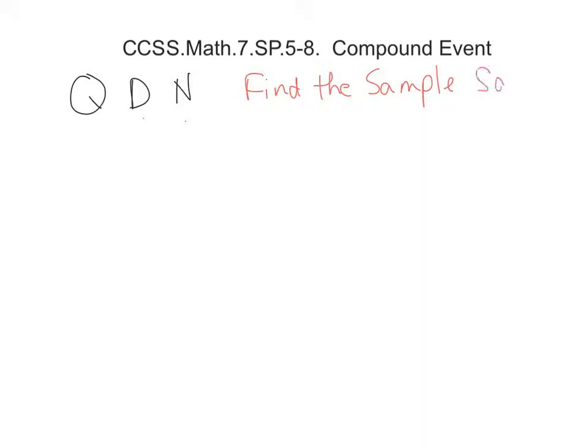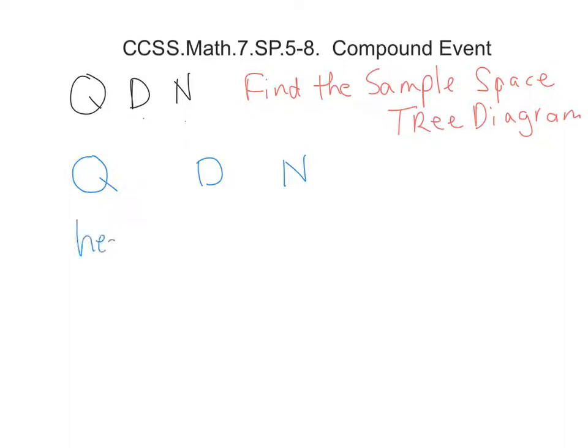and that is the outcomes, and they want you to do it with a tree diagram. Okay, and so let's work on that. So we can have a quarter, a dime, or a nickel. If I toss the quarter, just look on the table, I can either get a heads or a tail. Everybody okay?